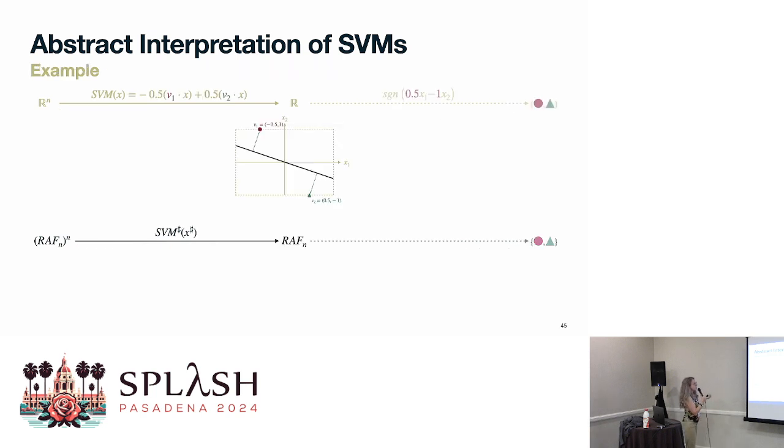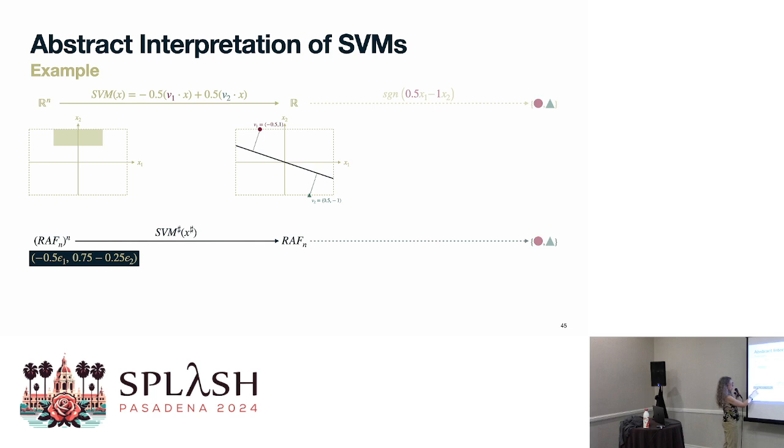I'll give you an example. This is the example from before, this line from there. So we have this SVM, this line here is this SVM. Then we typically apply the sign and do the classification, but we don't care, as I said. So let's say we want to abstract this SVM in this region of the input space. So this is our set of input vectors. The reduced affine form will give us this.